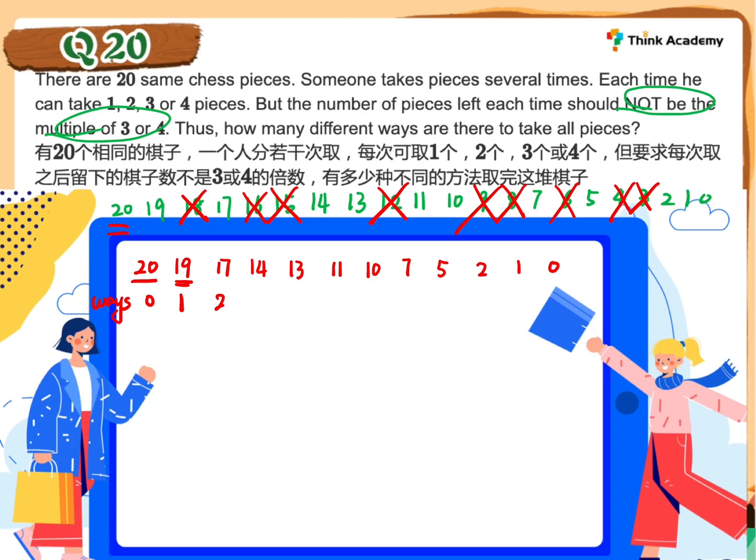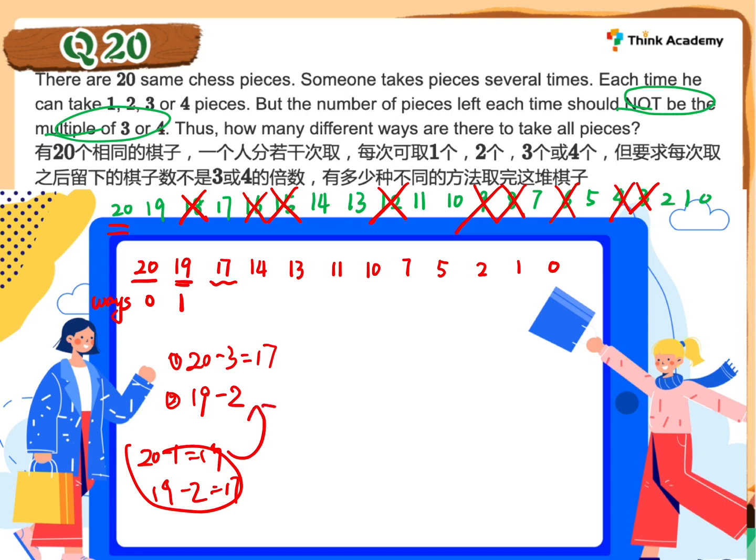Let me help you. If you want to get 17, you can use 20 minus 3 to get 17, right? This is our first way. And the second way, from 19 minus 2. When you get 19, you use 20 minus 1 to get 19, and then 19 minus 2, you get 17. This is another way you can get 17, right? So you have 2 ways.